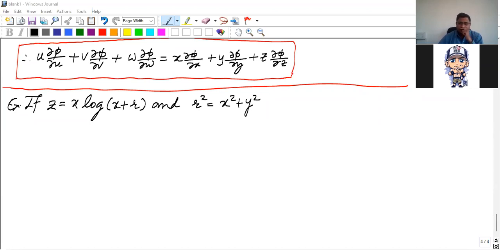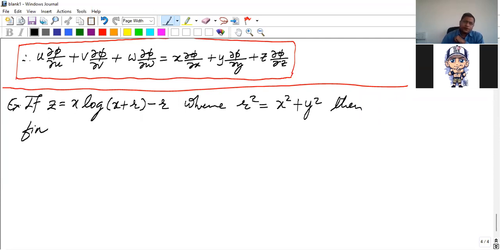But in the next line, we are able to see that r square is equal to x square plus y square. So that means r is again a function of x and y. And now we have to find the claim. What is the claim we want here? Let's modify this. So it is going to be minus r, where r square is equal to x square plus y square. Then find double del square z by double del x square. This is what we want to find.